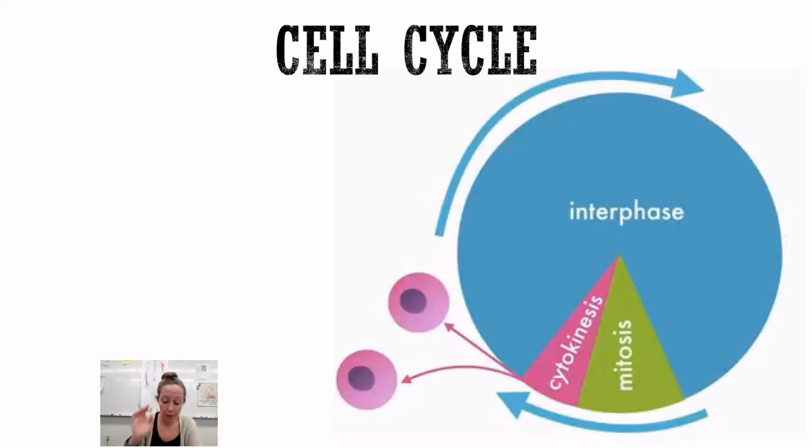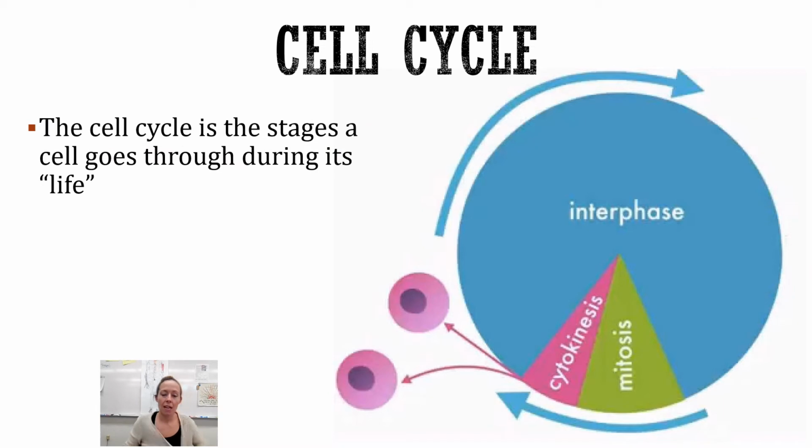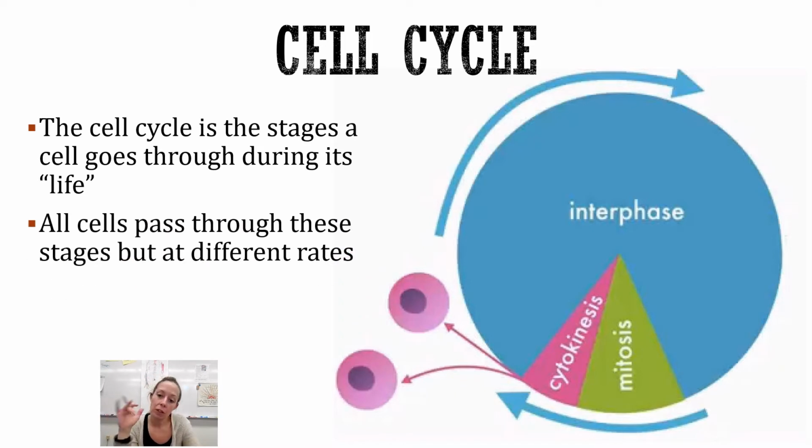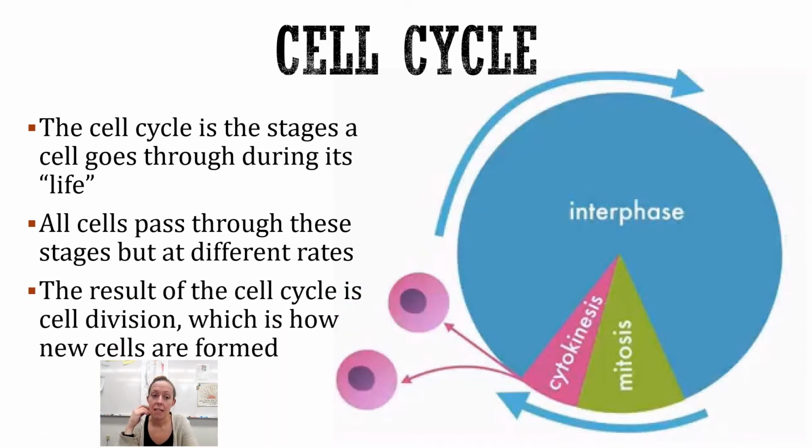So what we're going to talk about is the cell cycle. And the cell cycle is the stages that the cell goes through during its lifetime, okay? All cells are going to go through these stages, but they go through them at different rates or different speeds depending on what type of a cell it is. Like a skin cell will go through this at a different speed than a nerve cell, okay? And then the result, so the ending of the cell cycle would be cell division or a new cell.